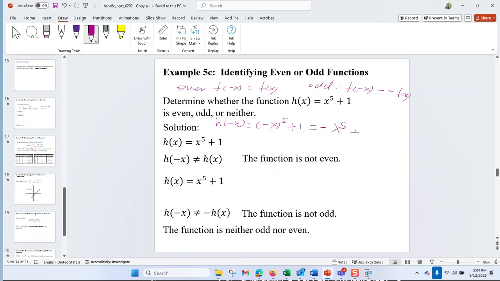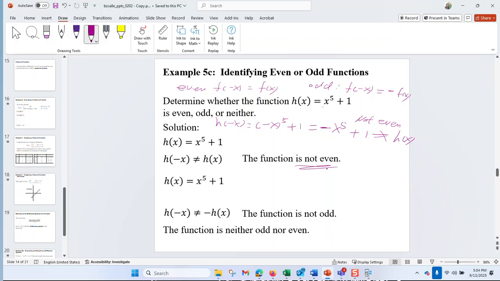Basically this one is not equal to h of x, because in my h of x, the first term is positive, but in my h of negative x, the first term is negative. So these two are not equal, so that means this is not an even function.